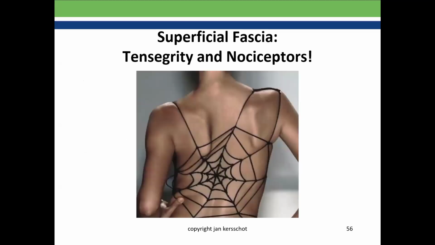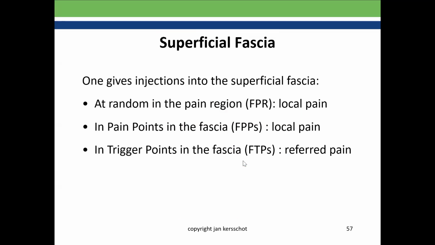We will skip a bit the fascia anatomy because we don't have enough time for this. But this is a good drawing to show that fascia, which is in a knot here, can influence the shoulder on the other side. Especially osteopaths, they speak the same language. They understand what we're talking about. And we give at random in the pain region, in pain points, or in trigger points.